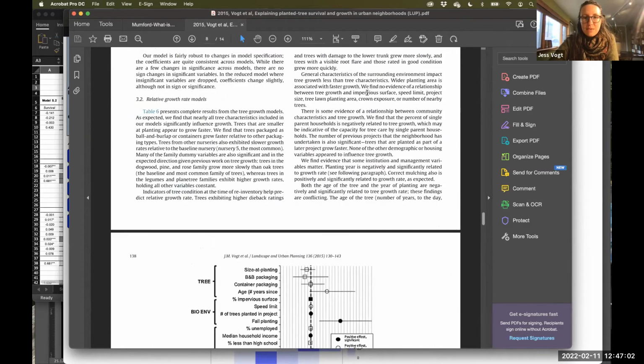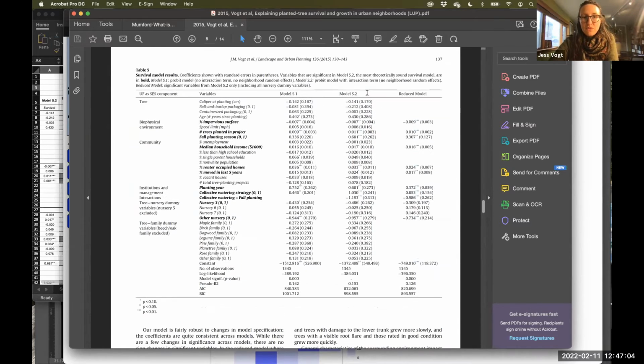Same thing here. This was the one from survival. Again, a lot. We recognize that it's best practice to put all your stuff there. You've got to look at it. We did some things like bolding things that were significant. Okay. That's nice.